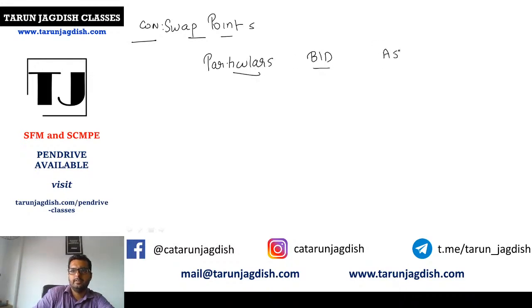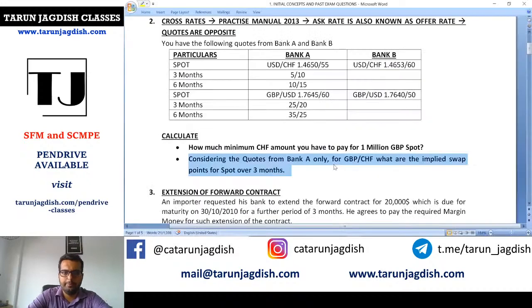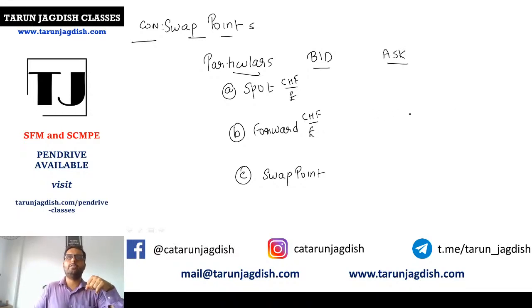Bid. Ask. Spot. Forward. Swap points. Alright. They're asking for CHF bar GBP. So this will be spot CHF bar sterling. This will be forward CHF bar sterling. Am I right? Okay. So now they have not directly given spot CHF bar sterling.